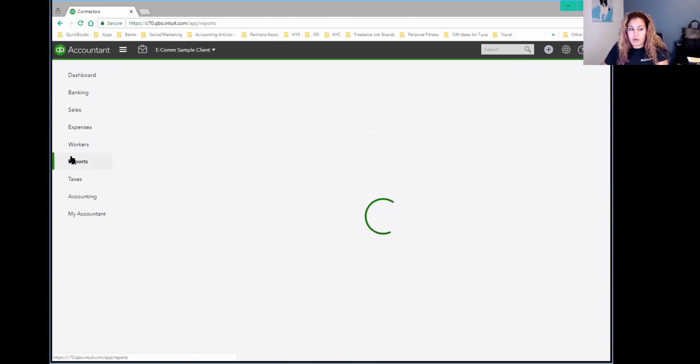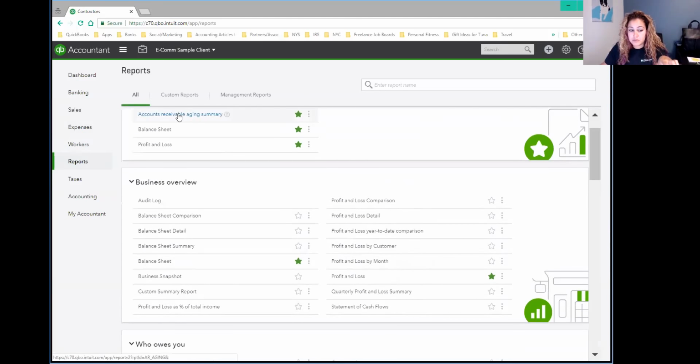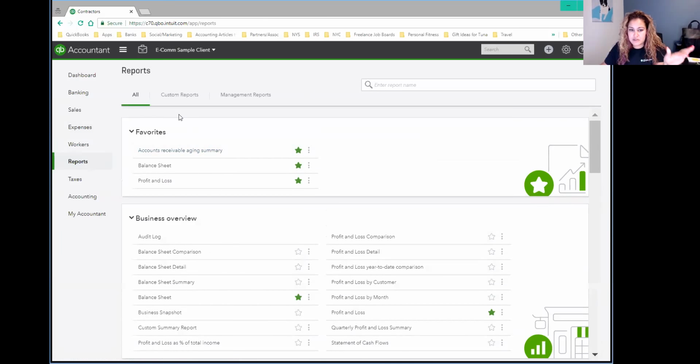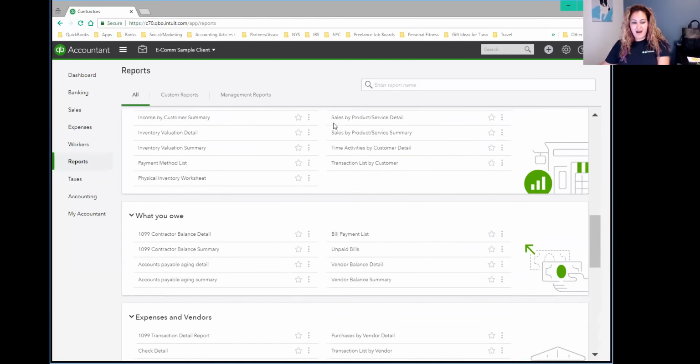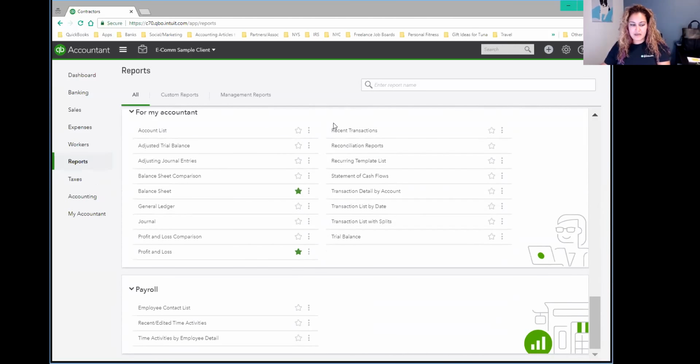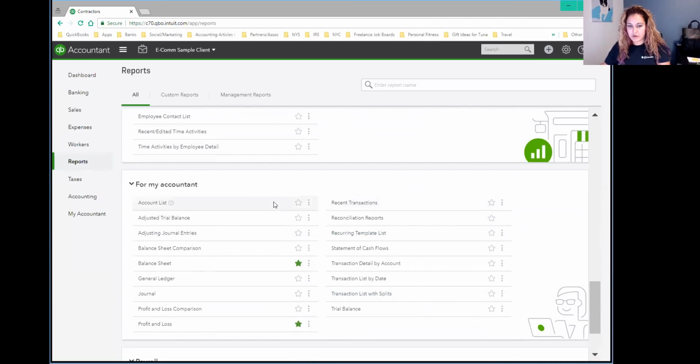And then you have reporting. The reports that you see are based on what level of QuickBooks you've purchased. So with the Essentials and Simple Start, it's less. This is the full version. This is Plus. This is QBO Plus. So everything that you might need is in here. They've pieced out into different categories that you can use. Some stuff is helpful for your accountant.